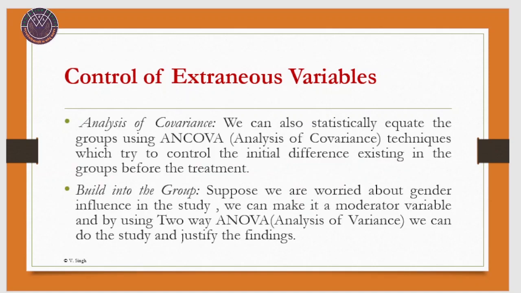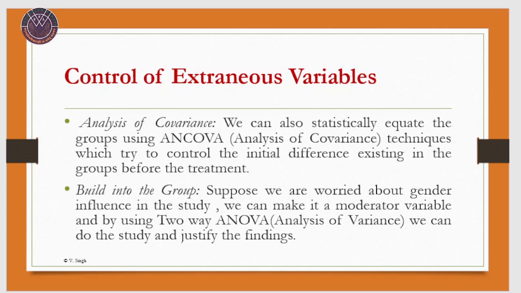Well, we can also statistically equate the groups using ANCOVA, or analysis of covariance technique. The ANCOVA technique is used to statistically equate the two groups at the initial level such that the differences observed in the dependent variable are only due to the independent variable and not due to the group differences existing before the study. For example, suppose we are worried about some differences existing in the groups at the pre-experimental level.